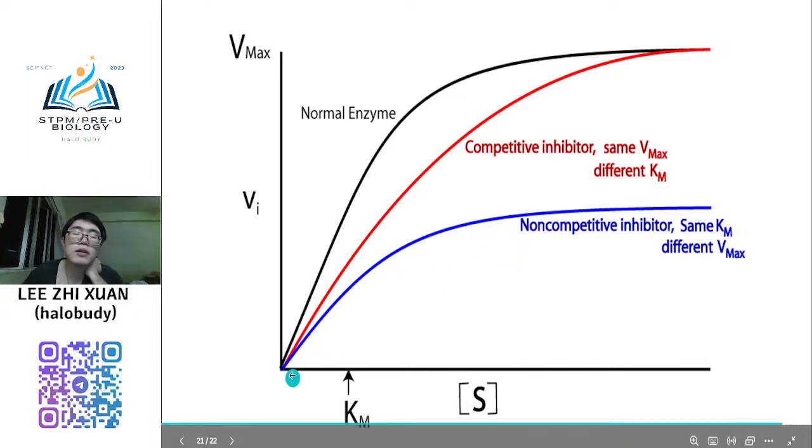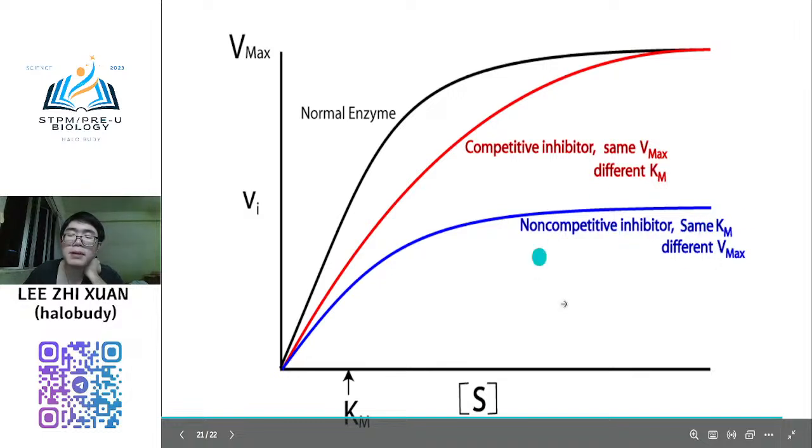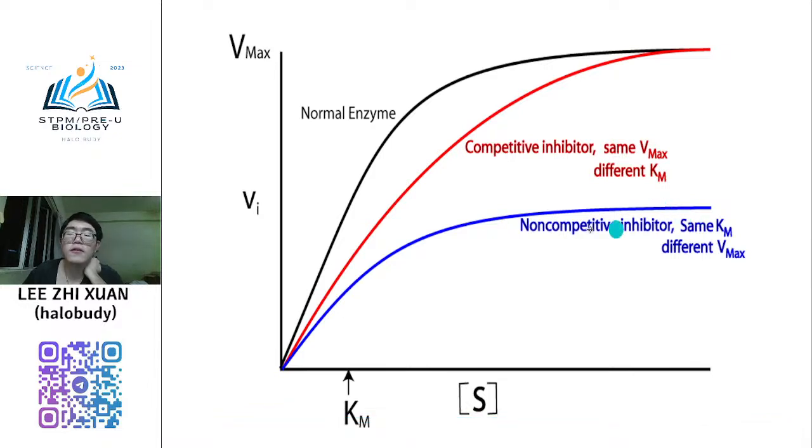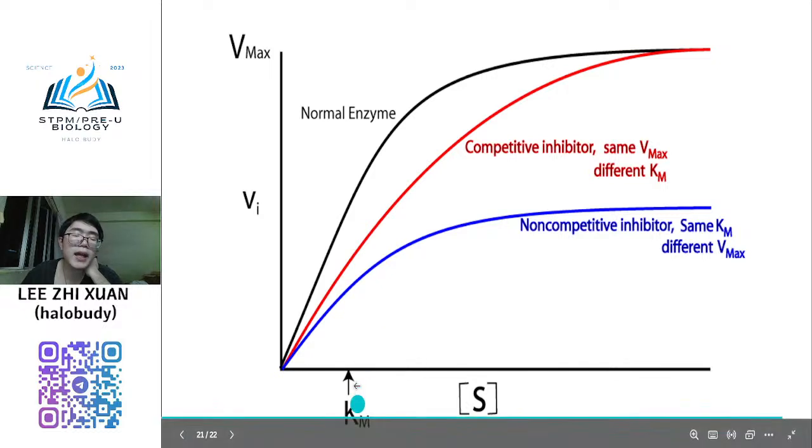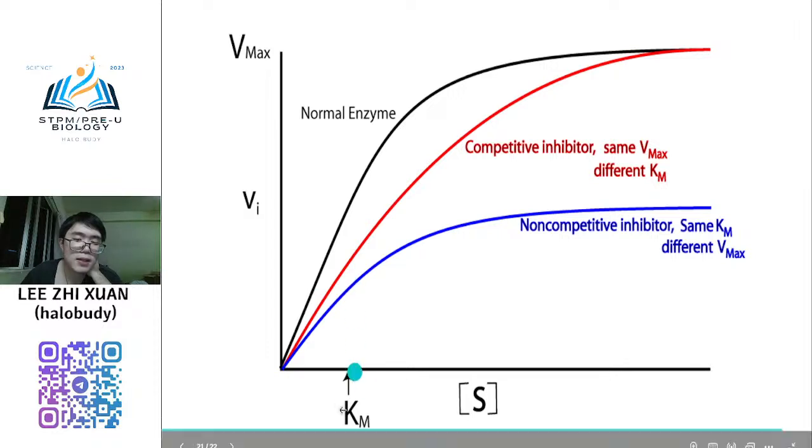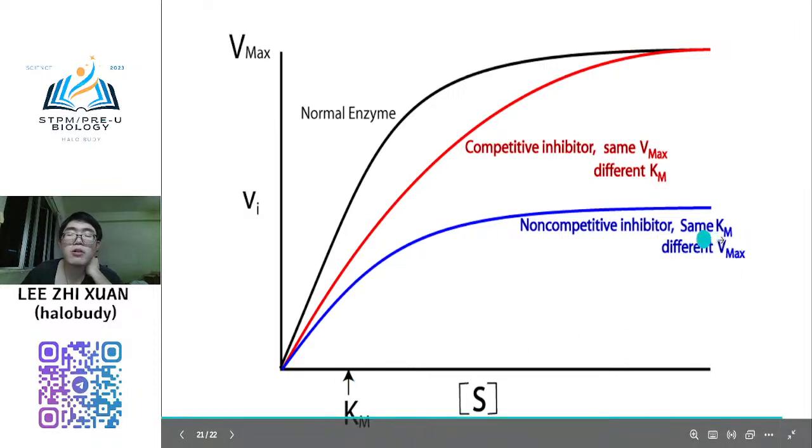But when you refer to the non-competitive inhibitor, you will find that the main difference is the Vmax. You find that your Vmax is decreasing. You can see, the normal enzyme's Vmax is here, very high, maybe 10, but for now it decreases to 4 like that. So your Vmax is decreasing, but your Km value remains the same. Your Km value still remains here.